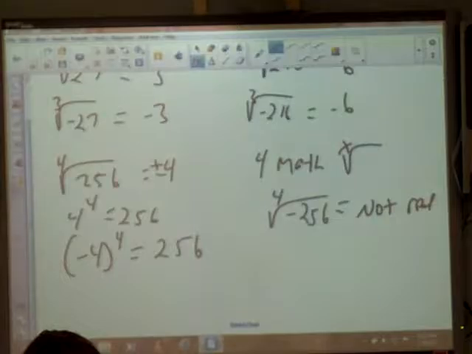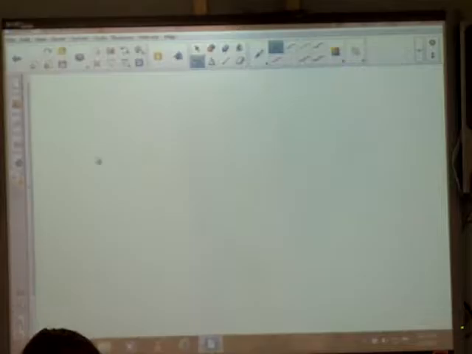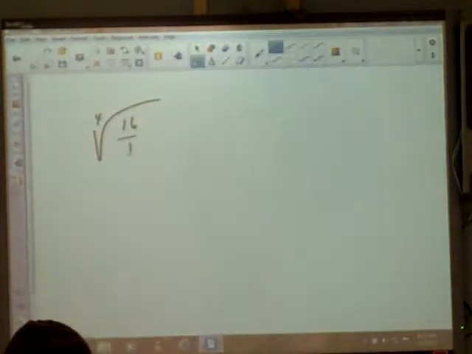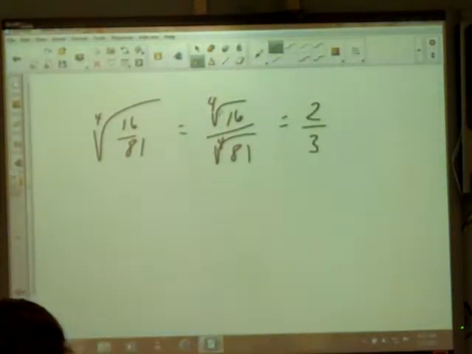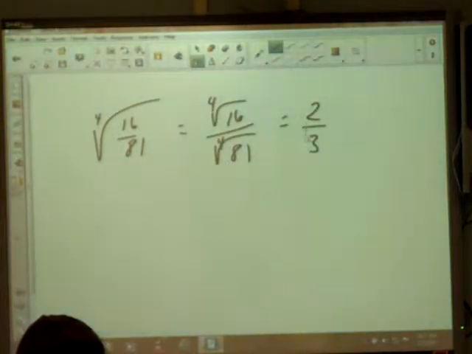All right, when we've got a fraction underneath our radical, remember the radical is just a fancy name for the root symbol, I've got the fourth root of 16 over 81. When that fraction's underneath there, that means you take the fourth root of each of them. So 2 over what? It would be 2 over 3. And then since this is a fourth root, that's an even number. It could be positive or negative.